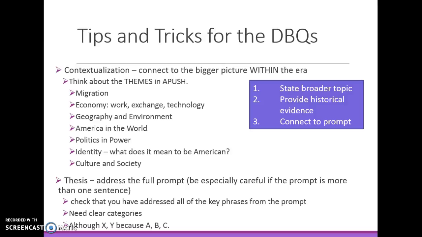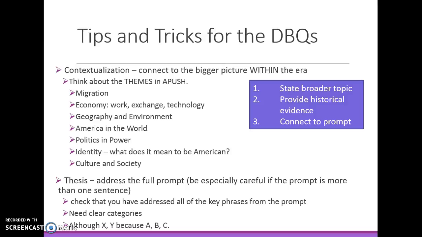Now, how do you actually go about achieving that point? Well, with contextualization, you can't just mention something. That's what AP readers call a passing reference. You can't just say, oh yeah, during this time period, the Industrial Revolution is still going on. Well, that's a passing reference. You kind of need to go through this sequence.